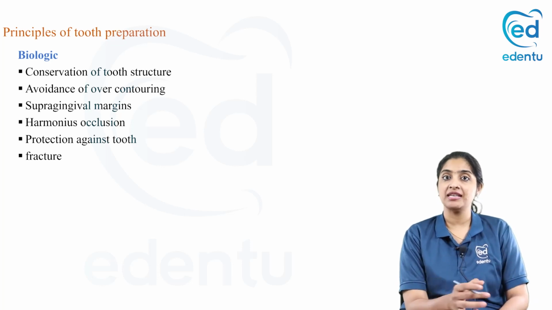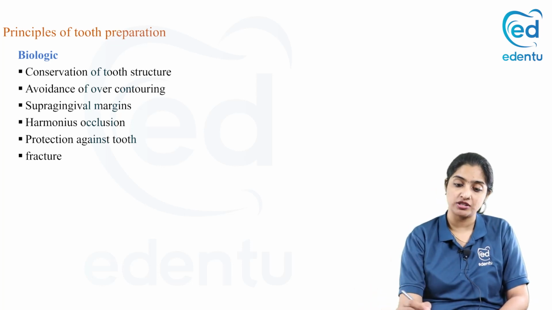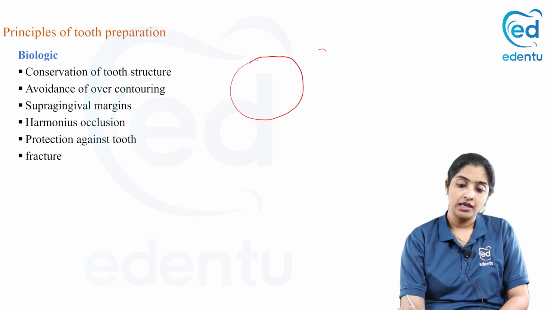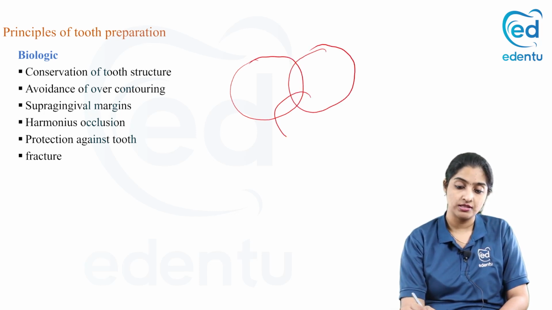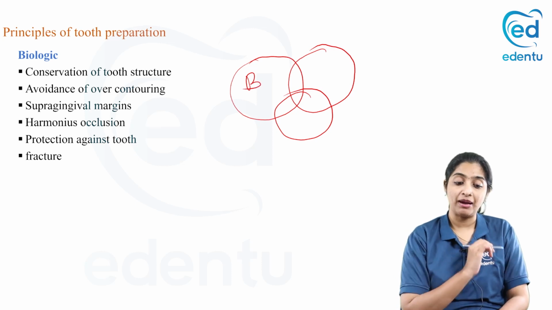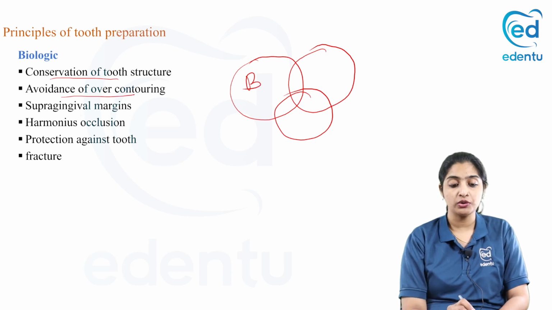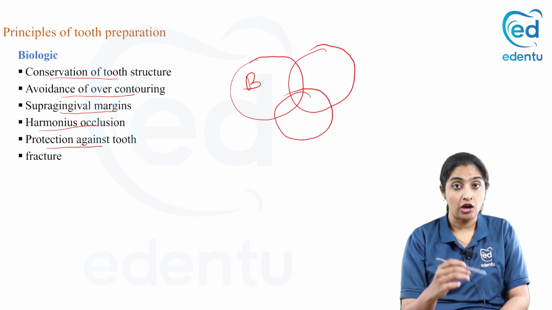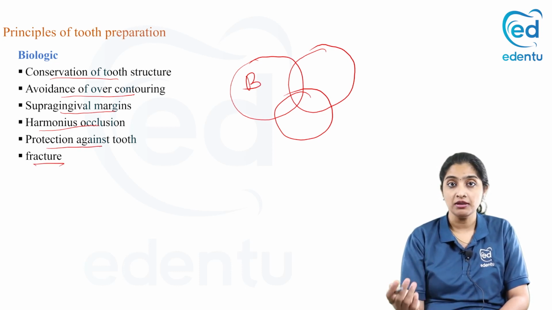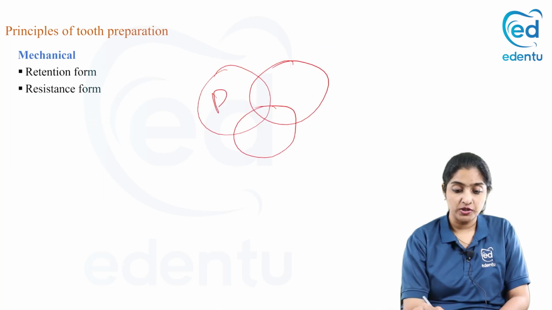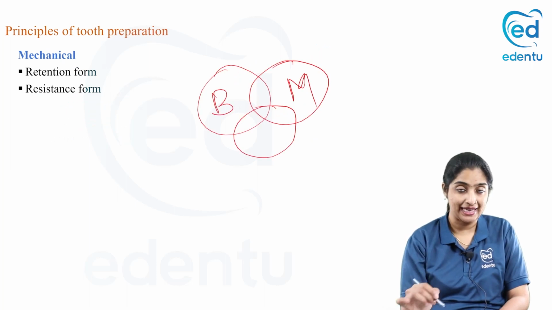Now, I also mentioned there is a classification which was given by Rosenstiel. This is how it will be seen as Rosenstiel's. This is the biological. Okay. So, in the biological, we have conservation of tooth structure, avoiding over-contouring, placing supragingival margins, harmonious occlusion, and protection of the opposing tooth and against fracture. This was the biological.